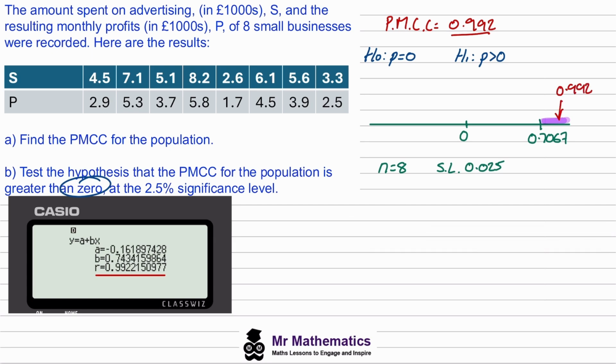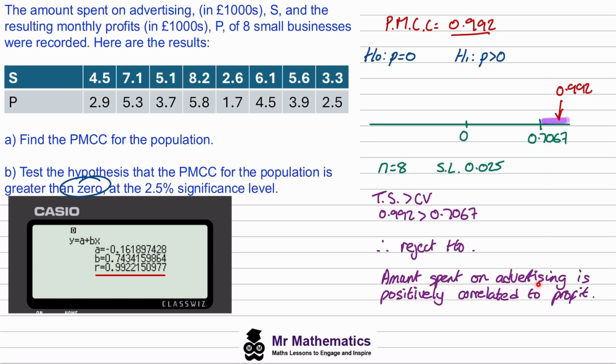So we'll say that the test statistic is greater than the critical value. 0.992 is greater than 0.7067. Therefore, the amount spent on advertising is positively correlated to profit. Okay? Let's try one more question.